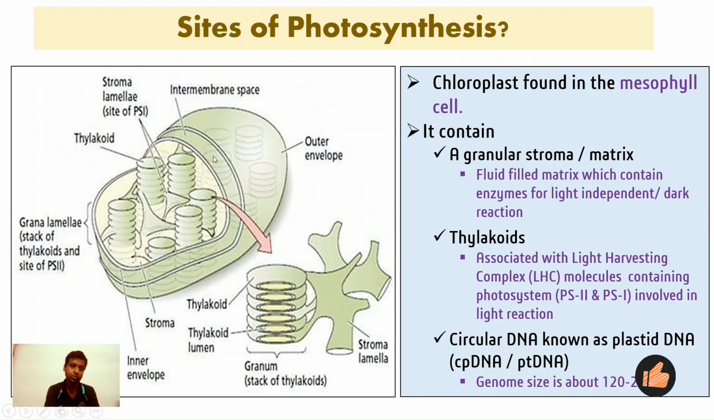So this is a chloroplast, which is a double membrane structure. The chloroplast contains a granular stroma, which is a fluid-filled matrix-like structure, and another one is the thylakoid, which is a flattened sac-like structure where the light reaction of photosynthesis takes place. Another important thing: the chloroplast contains a circular DNA, which is known as plastid DNA or chloroplast DNA. The genome size of the chloroplast DNA is 120 to 217 kilobases.